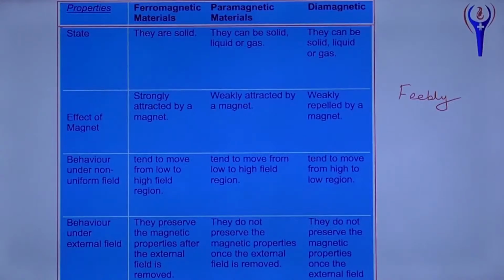Behavior under external magnetic field: ferromagnetic materials preserve the magnetic properties after the external field is removed. That's why we are calling this a permanent magnet. And paramagnetic materials do not preserve the magnetic properties once the external field is removed. Diamagnetic material, they also do not preserve the magnetic properties once the external field is removed. Both are not preserving. They behave, or retain the magnetism, only at the time of passing the magnetic field.